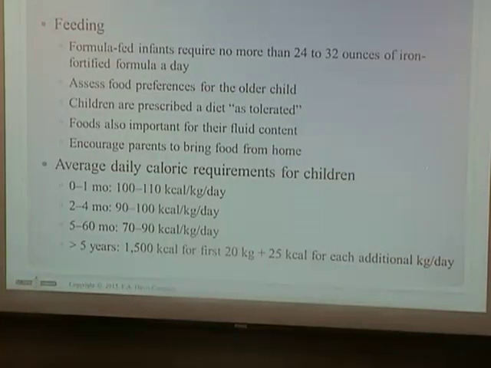And the older a child, you're going to look for food preferences. And then these are some basic calories that you might want to pay attention to.